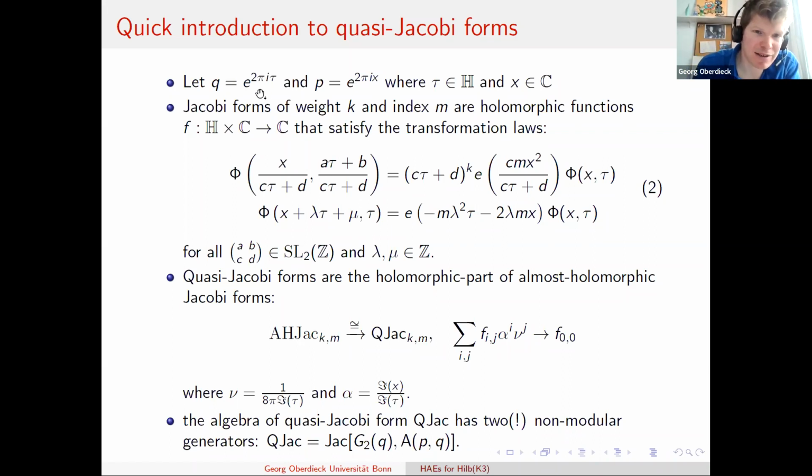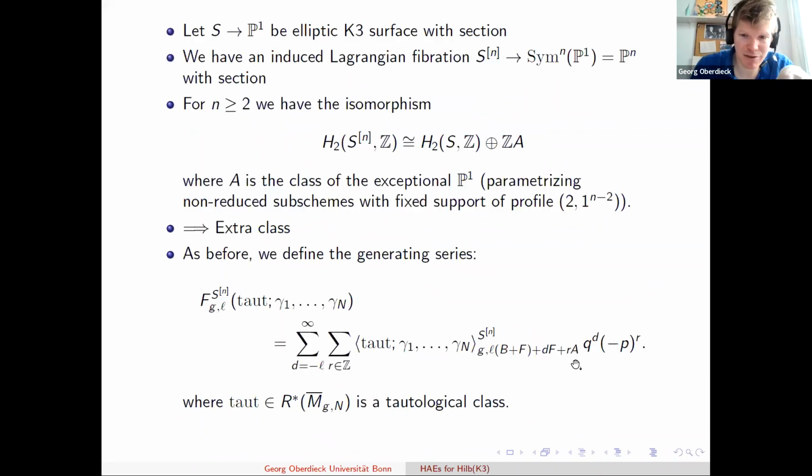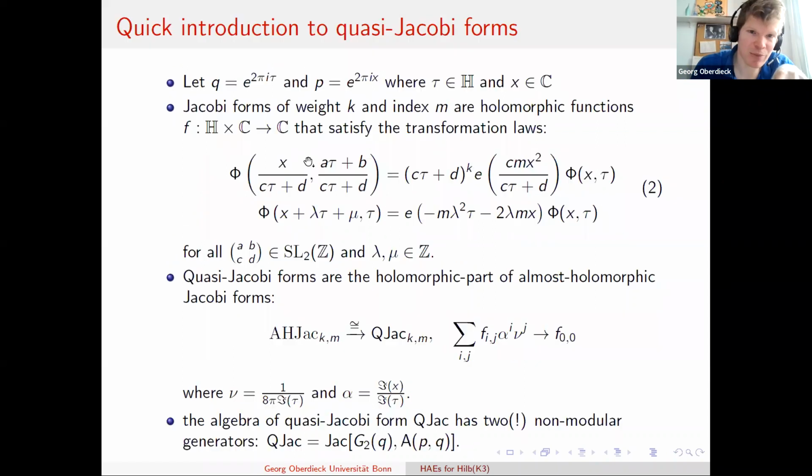So the idea is, instead of viewing the series we had before, with the variables P and Q, as series in P and Q, you make a variable change. Q you view as e to the 2 pi i tau, where tau is in the upper half plane. And then this variable P you view as e to the 2 pi i x, where x is your elliptic parameter, x in C. And so then there's this classical notion of Jacobi forms.